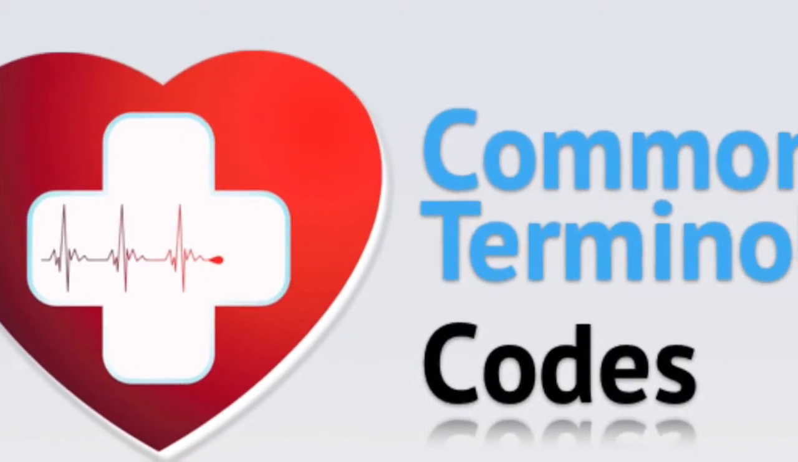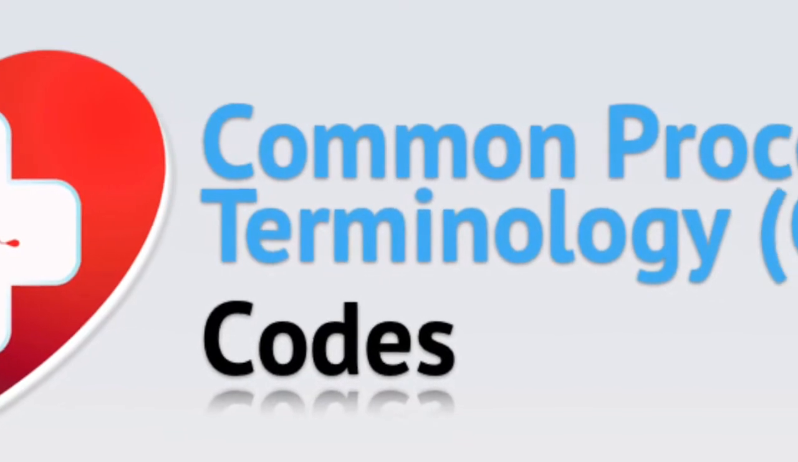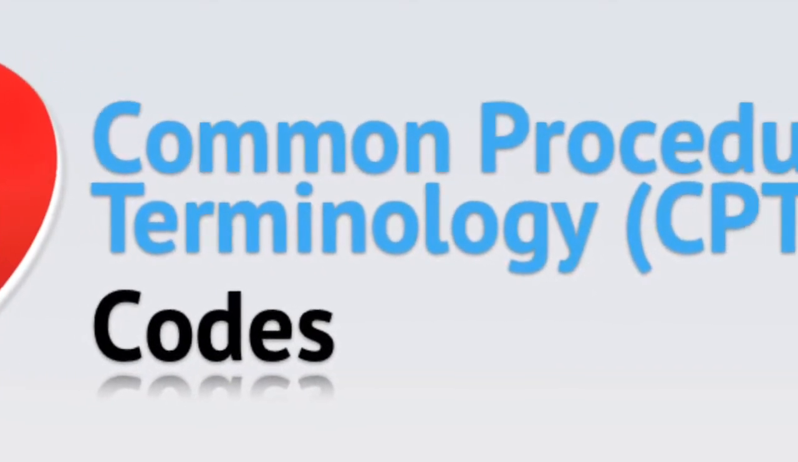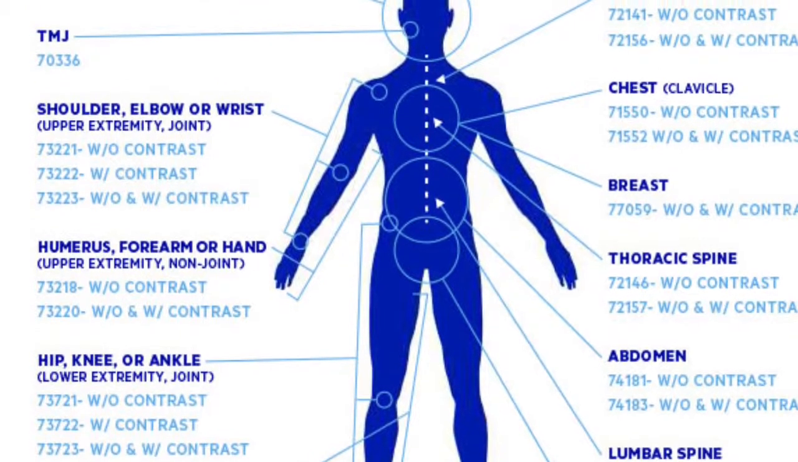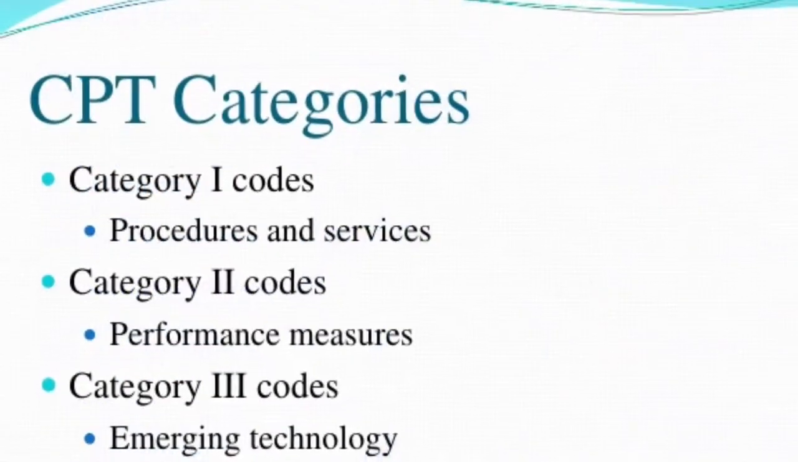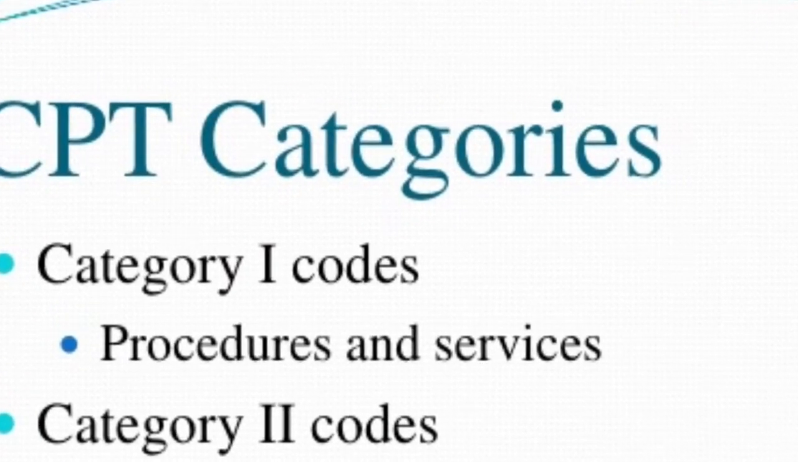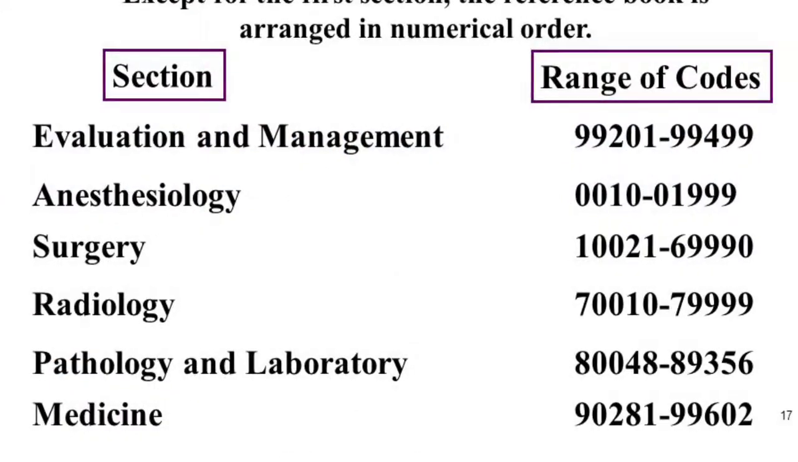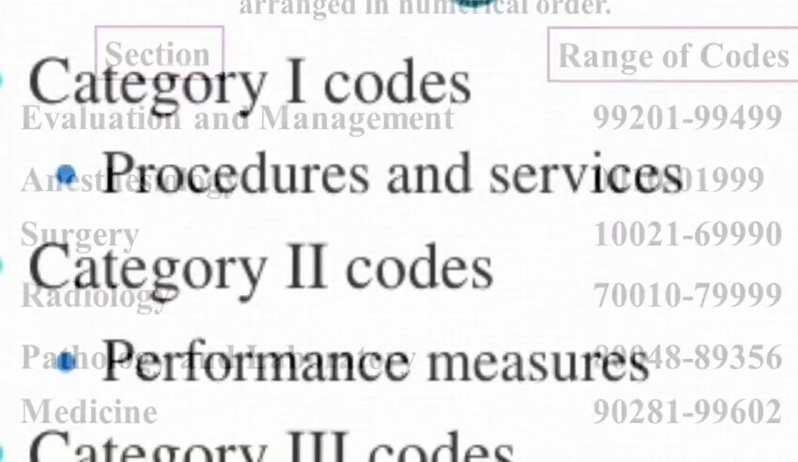What are CPT codes? CPT codes, or Common Procedural Terminology codes, describe the physical procedures that healthcare providers perform when patients come in for an office visit. There are 3 CPT categories. Category 1 is most common and widely used, and it describes most of the procedures performed in hospitals and offices.